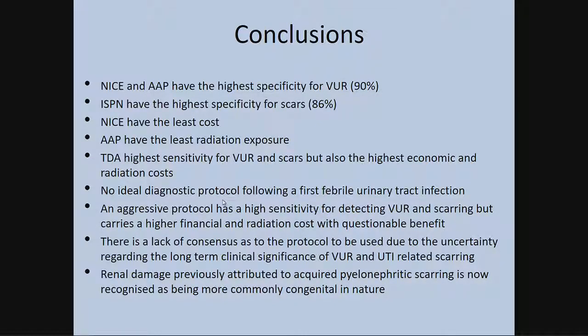An aggressive protocol has a high sensitivity for detecting reflux and scarring, but carries a financial and radiation cost with questionable benefit, arguing that a lot of damage is done antenatally. And there is a lack of consensus as to the protocol to be used due to the uncertainty regarding the long-term clinical significance of reflux and urinary tract infection-related scarring. Renal damage previously attributed to acquired pyelonephritic scarring is now recognised as being more commonly congenital in nature. So that was the conclusions of this paper.